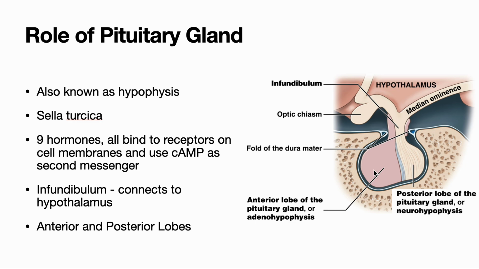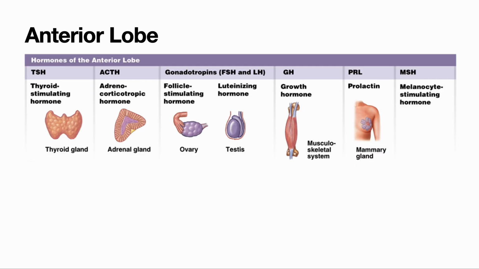Some structural names in terms of anatomy to be aware of is the term infundibulum. That's this little structure right here that's like a bridge that connects the pituitary gland to the hypothalamus. And then, of course, as I've already mentioned multiple times, we have the anterior lobe and the posterior lobe of the pituitary gland. Now, I mentioned there was a whole bunch of hormones that come from the anterior lobe. This is a great visual representation of those hormones.